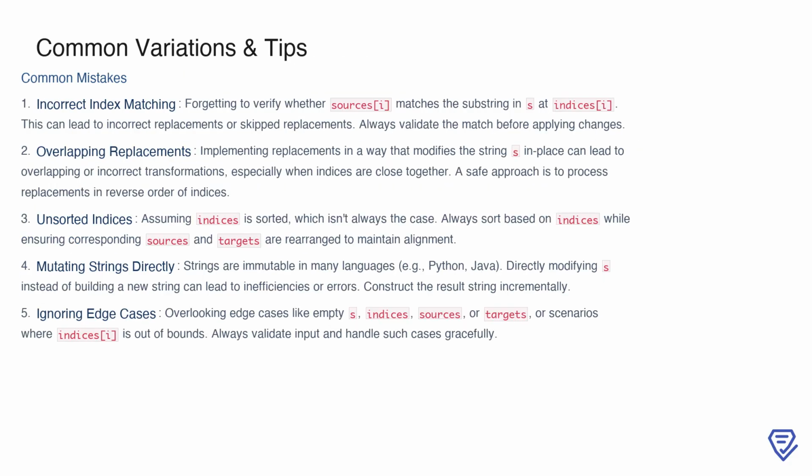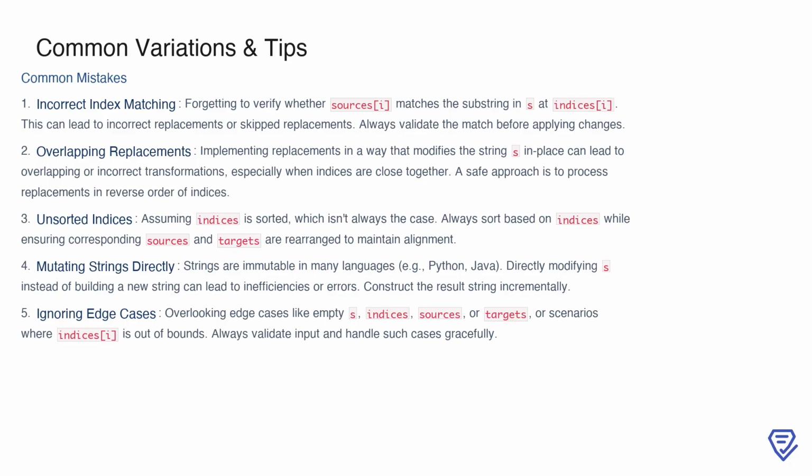When solving this problem, there are several common mistakes to watch out for. First, it's crucial to ensure that the substring from the original string S starting at indices[i] matches sources[i]. If this validation step is skipped, you might end up performing replacements incorrectly or skipping valid ones. Another issue arises with overlapping replacements. If you modify the string S in place, replacements at nearby indices can interfere with each other, leading to unintended results. To avoid this, a good strategy is to process the replacements in reverse order of indices.